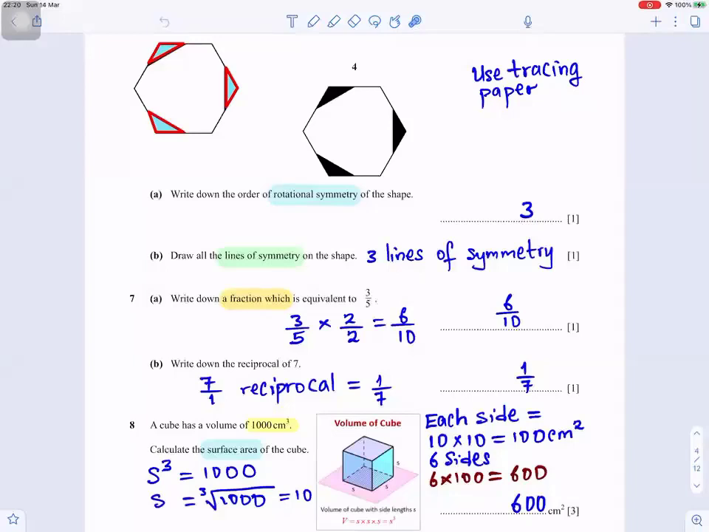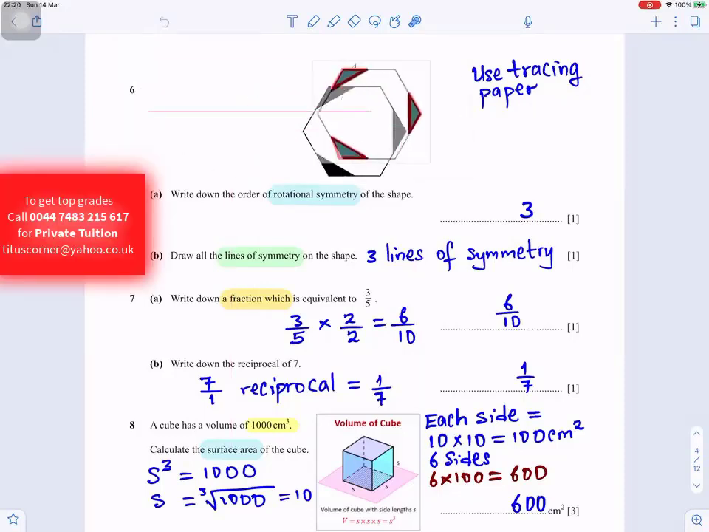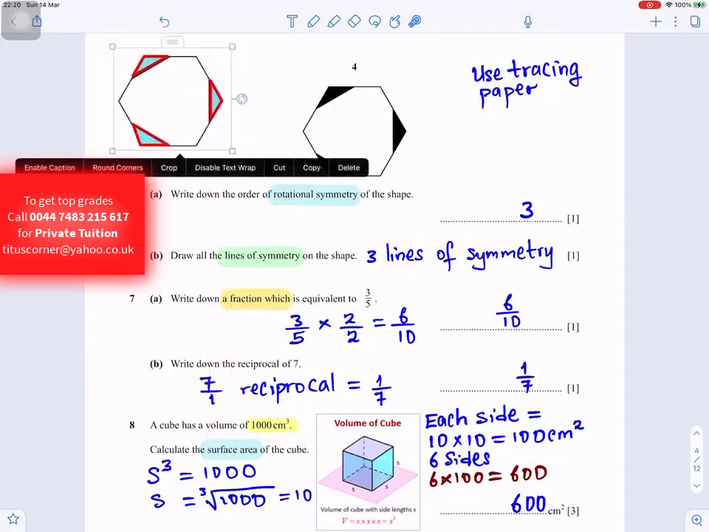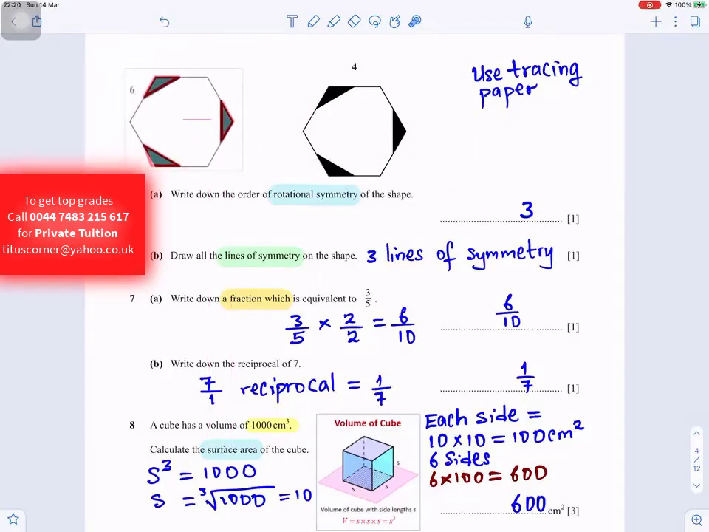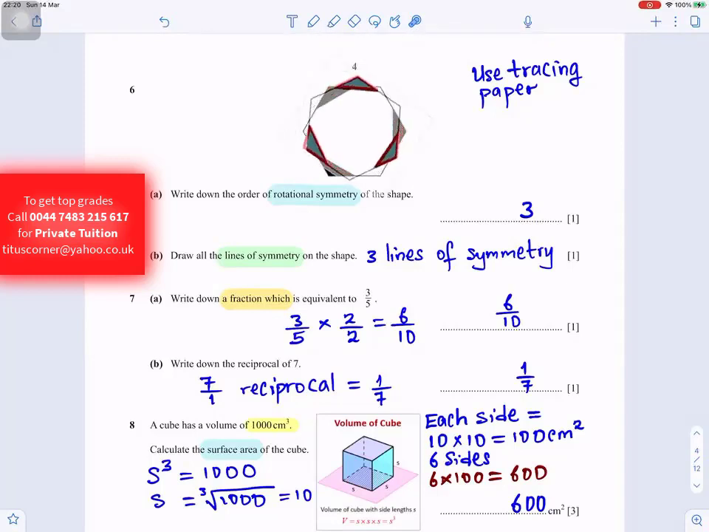For question number 6, write down the order of rotational symmetry of the shape. The order is 3. You can use a tracing paper in an exam, you put it on it, but I'll show you what I've got here. Imagine this is the shape. You can see I can move it there. I put it in that color so I can move it around for you to see. So if I put it on top and I rotate it, you can see it fits there.